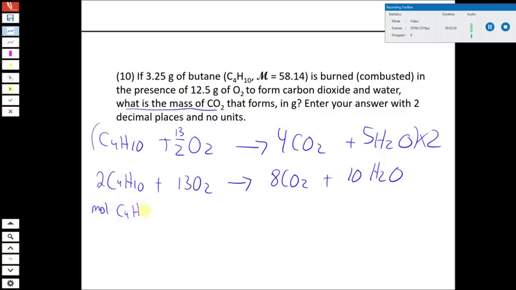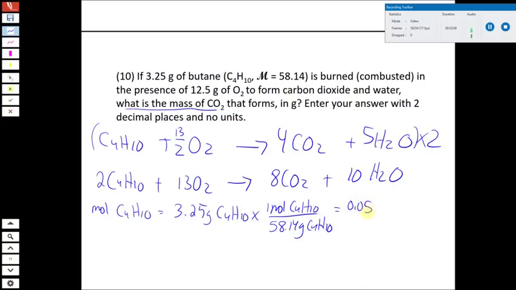So for C4H10, we gave you the molar mass as 58.14. We convert the mass into moles first, 3.25 grams. And we use the molar mass, like we've been doing a few times already, to convert that into moles of C4H10. So what I got was 0.0559 moles.